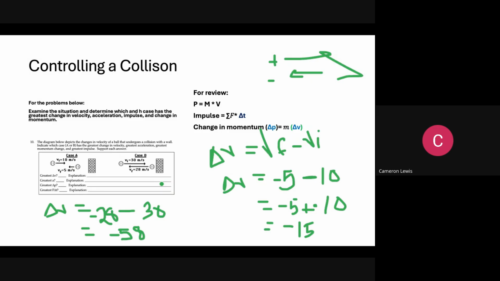So now for this one, the negative just relates to the direction, right? They're both going in the same direction. So technically, which one has the greater magnitude if they're both going in the same direction? B or A?